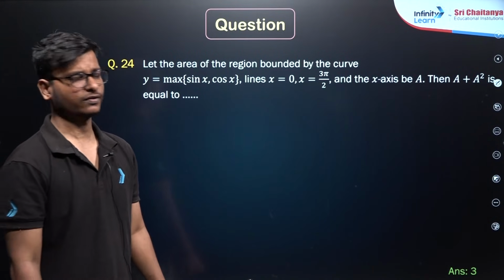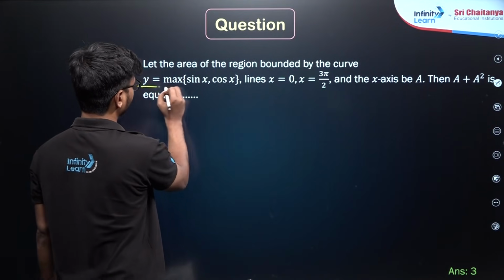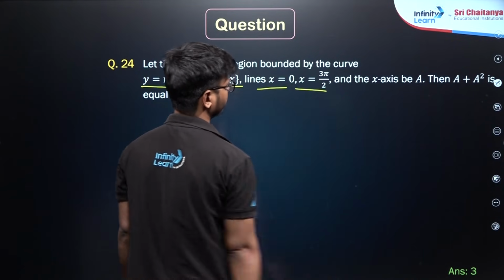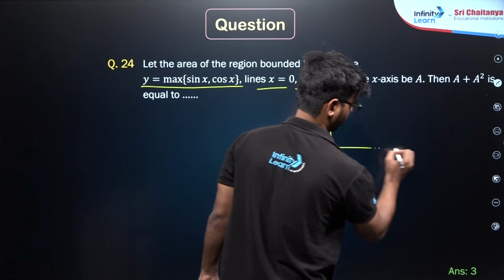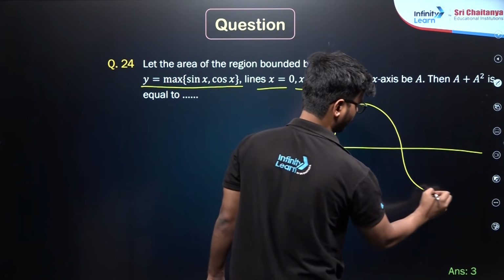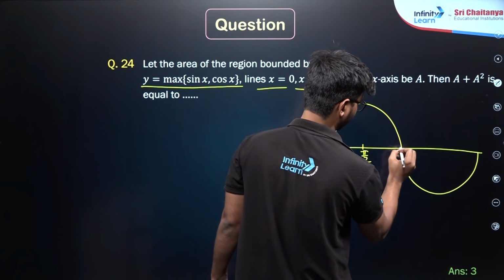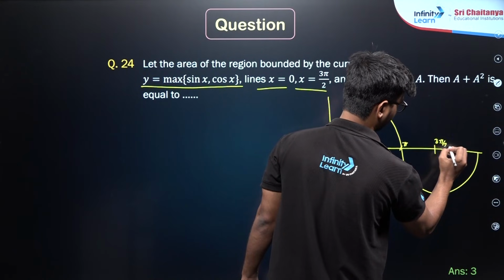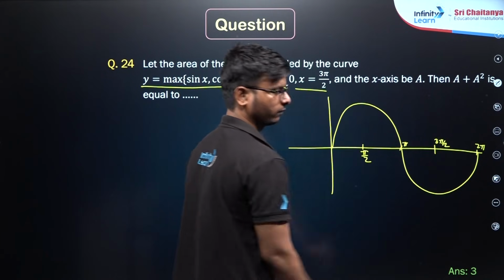Okay. The question is: the area of the region bounded by the curve y equals max of sin x comma cos x, line x equals to 0 and x equals to 3 pi by 2. Okay. So let's draw the graph first of all. Let me draw the graph of sin x. This value is pi by 2, here it is pi, and this is 3 pi by 2 and it is 2 pi, correct? But we only want up to 3 pi by 2, okay?